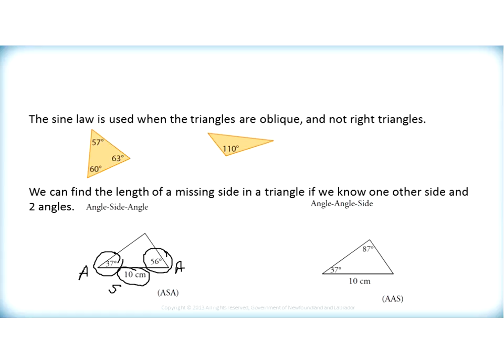In the triangle on the right, we have one known angle right here, we have one known angle right here, and we have one known side. So we still have two angles and a side. So we will be able to use our sine law. But notice that the side that we have this time is not contained between the two angles.